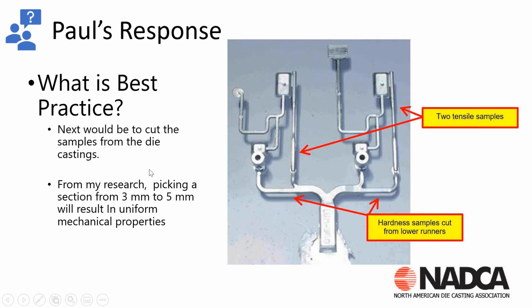The next best practice, and it's done by a lot of structural die casters today, is to cut the test bar specimens from the die casting. Now, if you're going to do that, you're going to have flat specimens, machined on only two sides, with two sides being die cast. And from the research that I've done, the 3 millimeter to 5 millimeter sections are going to result in the most uniform mechanical properties.